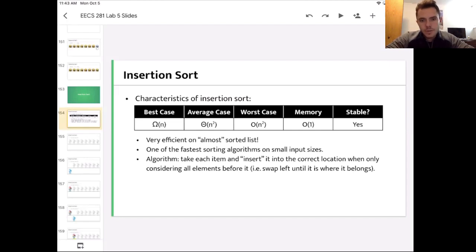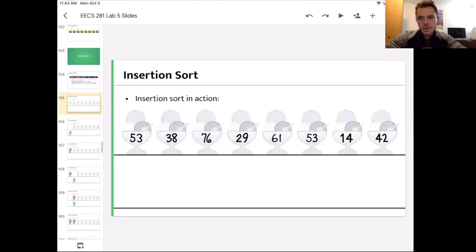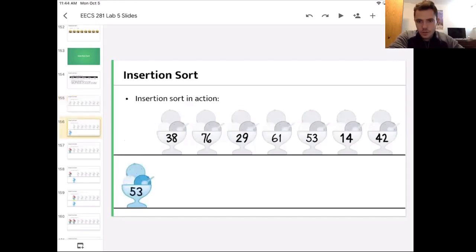Once again, we have O of n squared, but this is typically going to run a little bit better. I think it's going to be pretty clear from the example how that works. Here we go. We have our starting array, unsorted. This time it is represented by ice cream instead of potatoes. We start with our 53, and that's now our sorted portion of the array, so we insert that into the sorted portion.